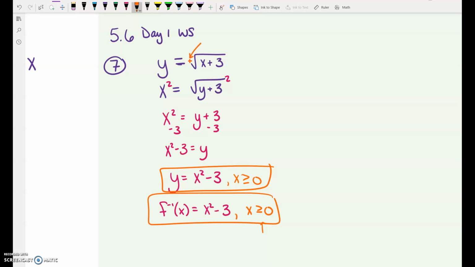If a problem like this started out as y equals the negative square root of x plus 3, then in our inverse answer, we would say, because of that negative, x is less than or equal to 0. So that's just about that little extra piece of information that technically number 7 should have on its answer.